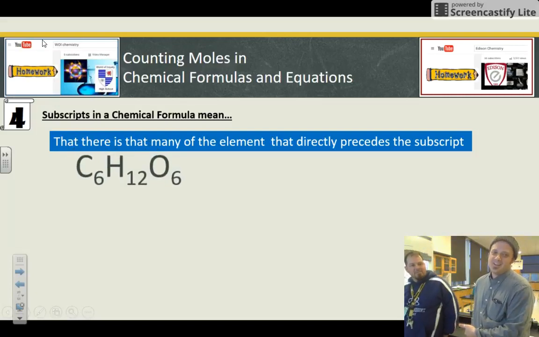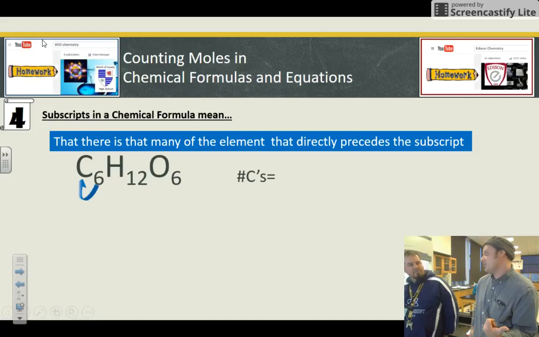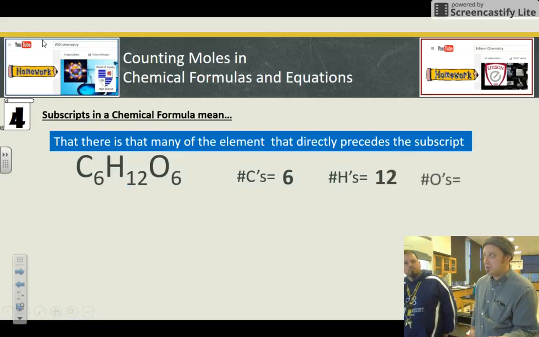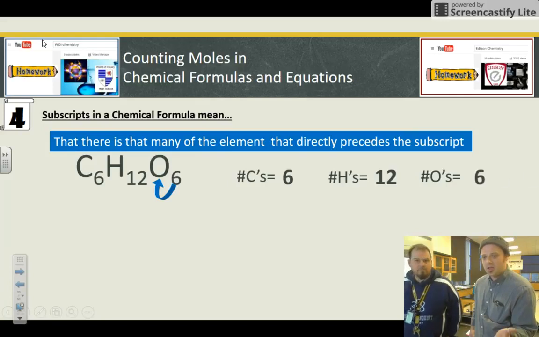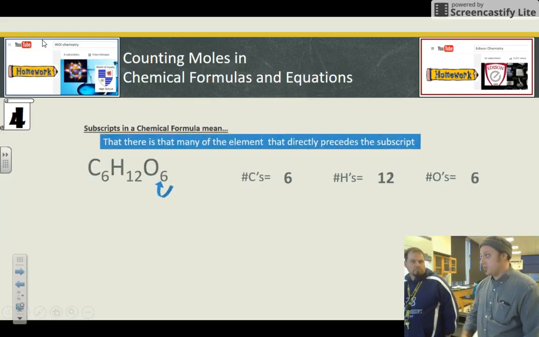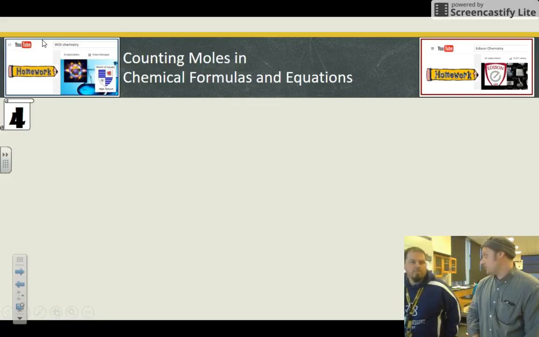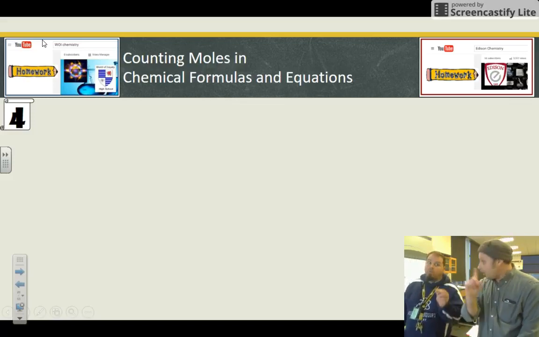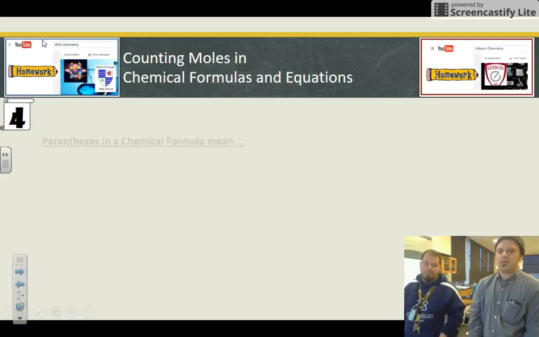C6H12O6. So the 6 means there's 6 carbons. It's after the carbon. And the 12 means that there's 12 hydrogens. And the O means there's 6 O's. And specifically, there's 6 moles of carbon, 12 moles of hydrogen, and 6 moles of oxygen in 1 mole of that molecule.